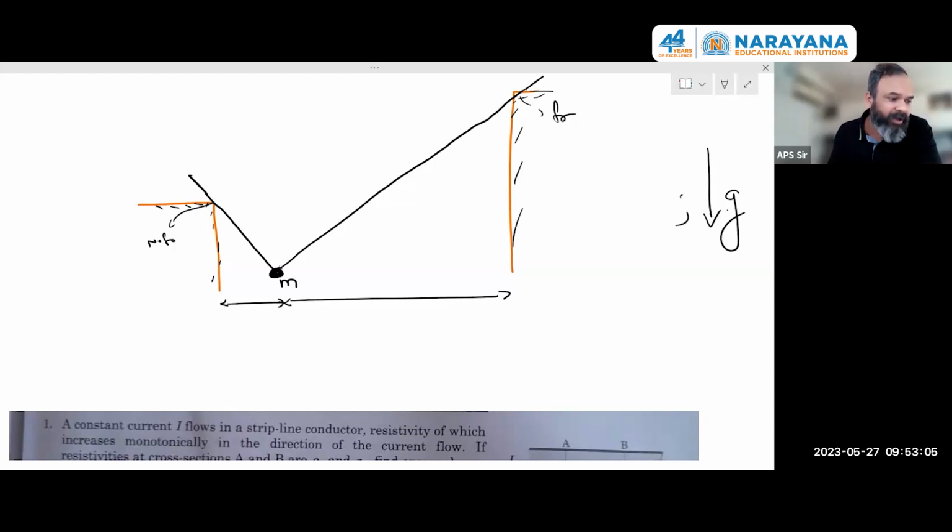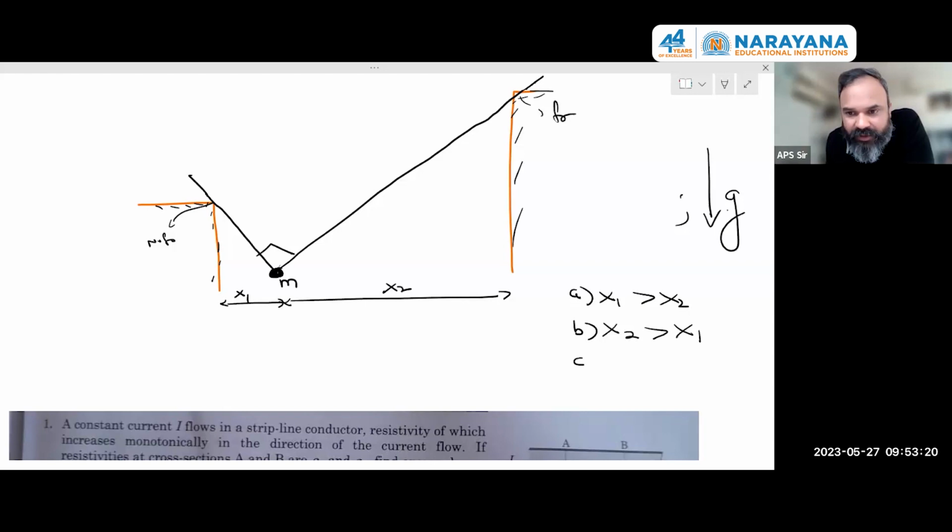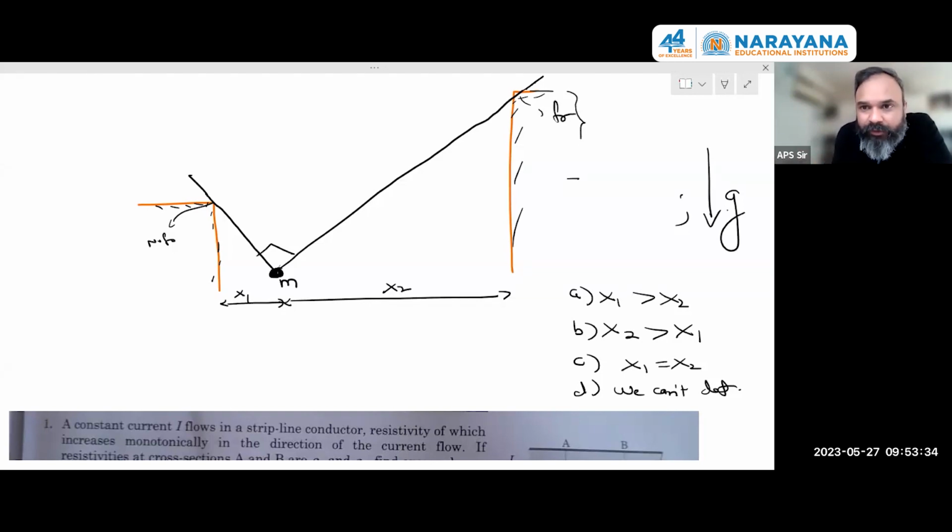So I can give you an objective question. This distance is greater than this. Like x1, x2, I've given you, this is 90. So I can give you options: a) x1 greater than x2, b) x2 greater than x1, c) x1 is equal to x2, and d) we can't determine. Remember what I am giving you again. I am not providing you any information regarding the height of this guy.